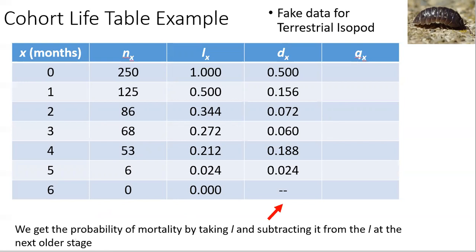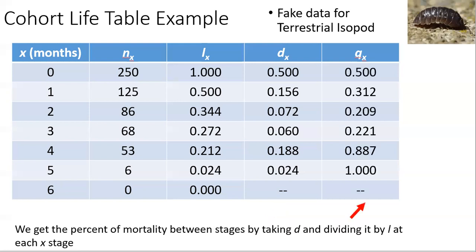Then we can get the probability of mortality by taking the LX, or the survivorship, and subtracting the survivorship at the next older stage from it. So if we take LX equals 1 from 0 months, subtract LX equals 0.5 from 1 month, we then get a DX of 0.5. Then we can get the percent of mortality between stages by taking the DX and dividing it by the LX at each stage. So if we take 0.5 and divide it by 1, we get a QX of 0.5.